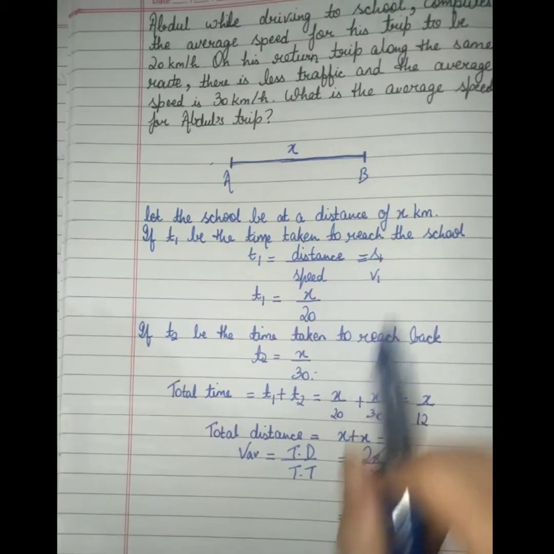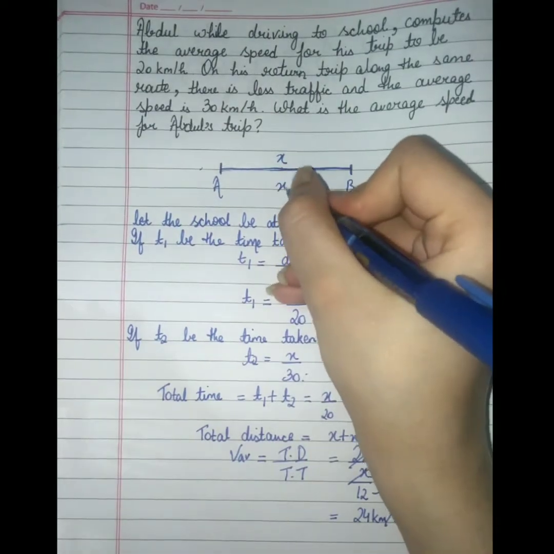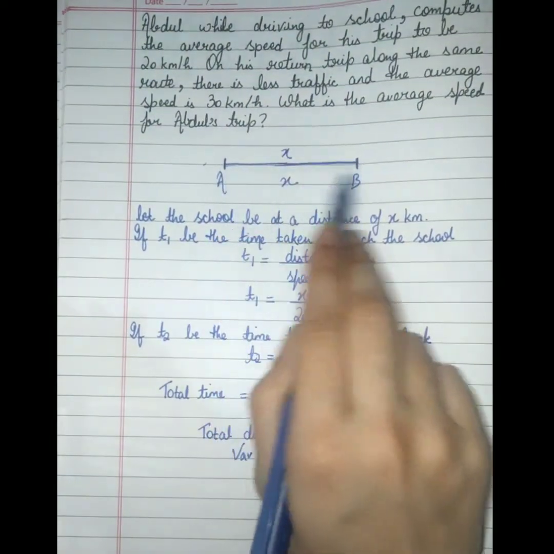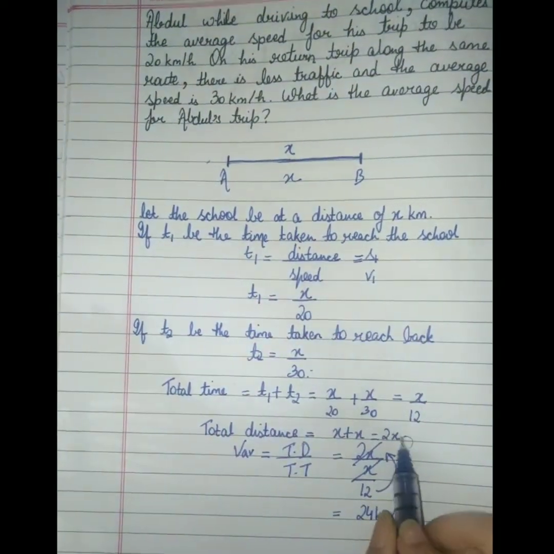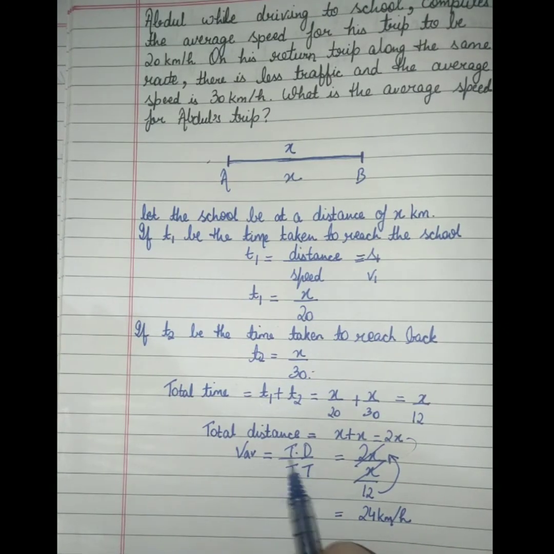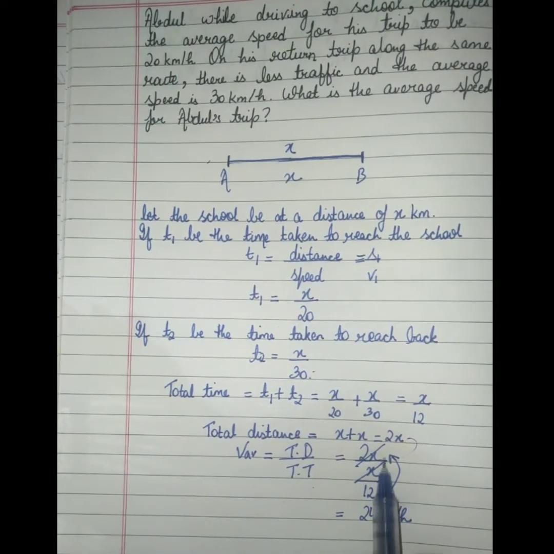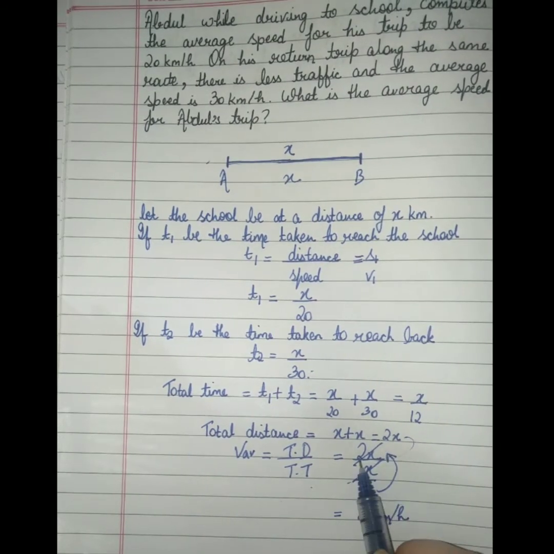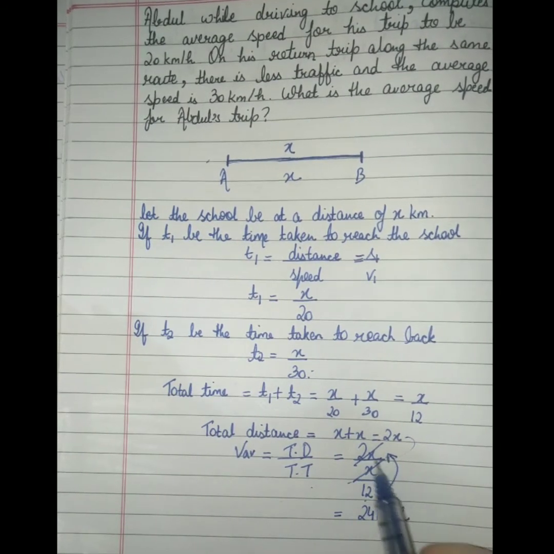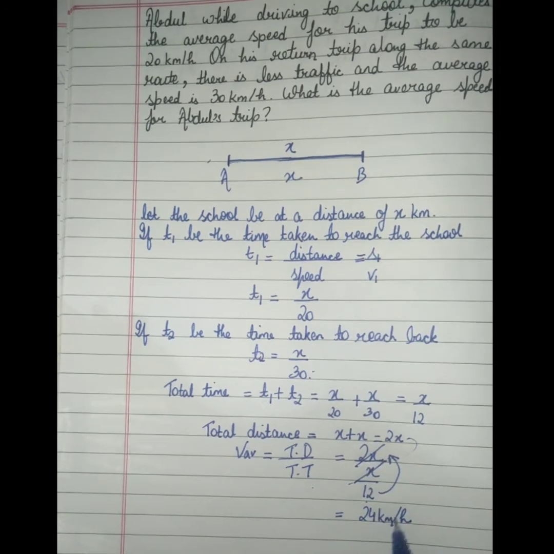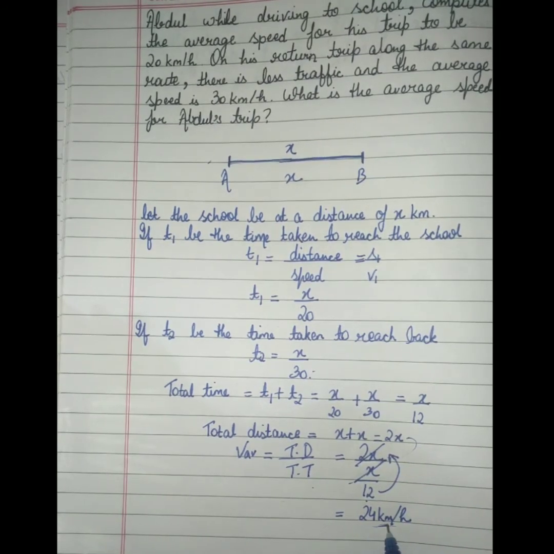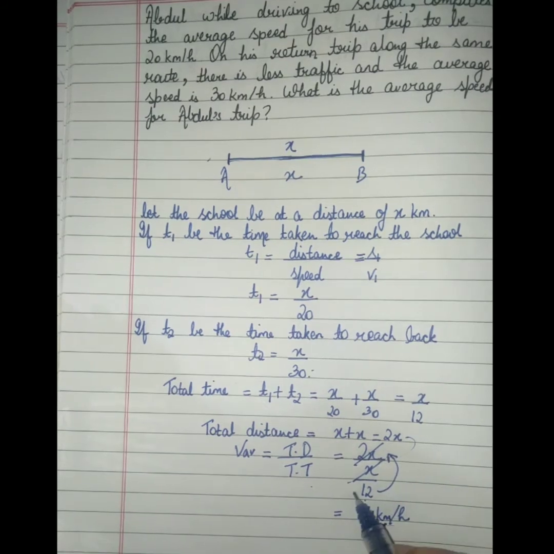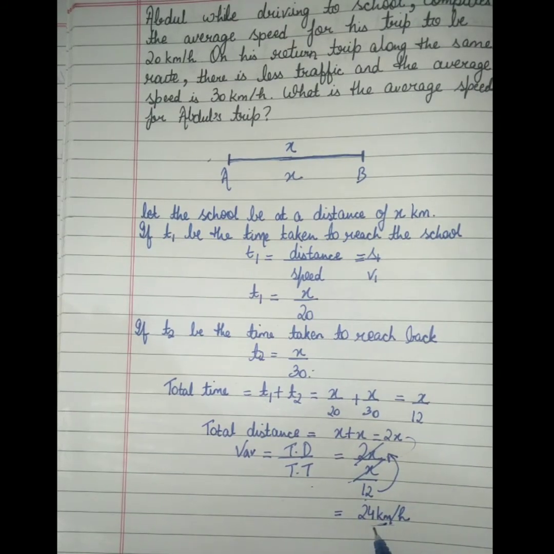So total distance for going is X, and for returning again it's X. So total distance would be X plus X, which gives us 2X. The formula of average speed is total distance upon total time. Total distance is 2X, total time is X upon 12. X and X get cancelled and this 12 comes up in multiplication. So 2 into 12 is 24 km per hour. So the average speed is 24 km per hour.